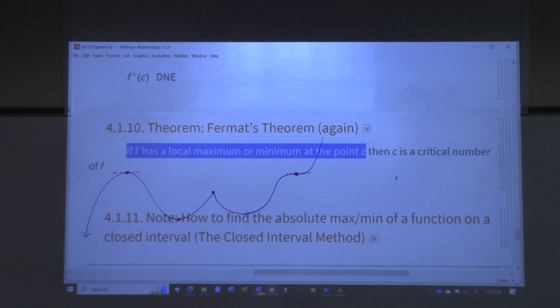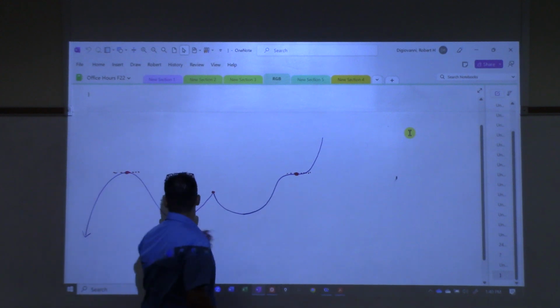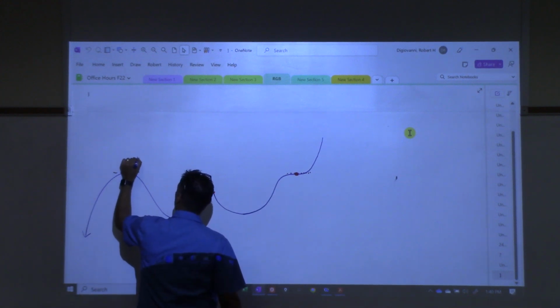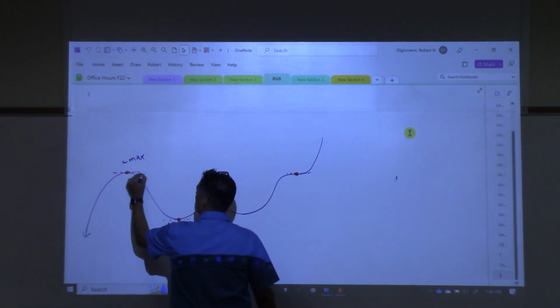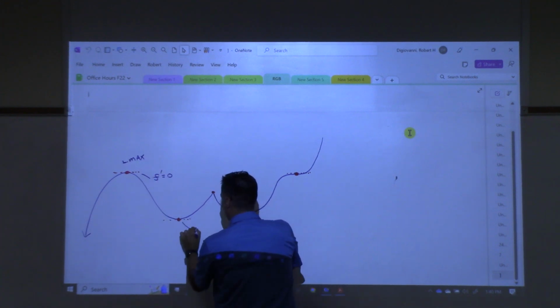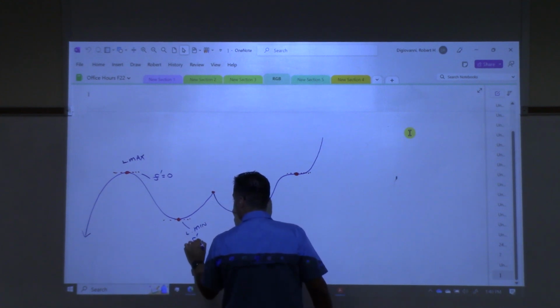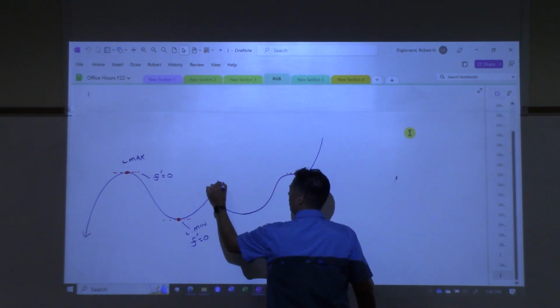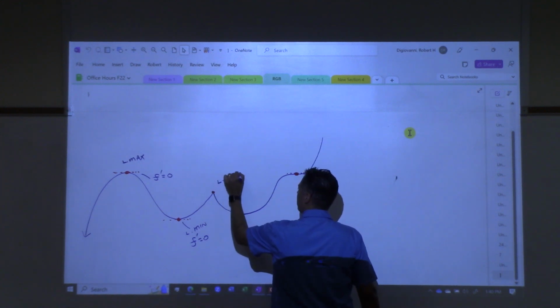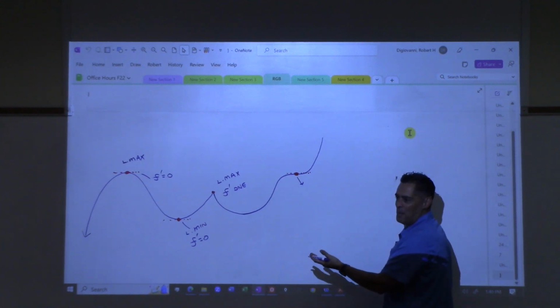If we have a straight line like that, then do we have a local max? No, there's no local max here. So this is a local max, right? And check it out. The derivative here is 0. Right here, this is a local minimum, and the derivative here is 0. This is a local max, and the derivative here doesn't exist. This is a nothing, right? It's not a local max.